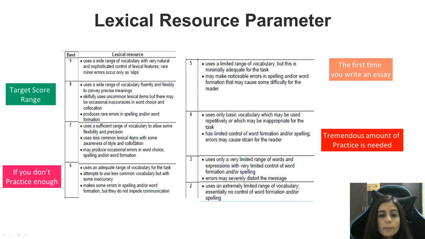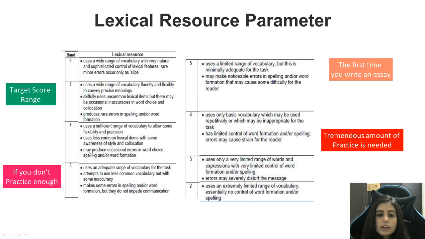Uses less common lexical items with some awareness of style and collocation. So you use less common lexical items, which means you're using topic specific vocabulary, you're using words that are not very commonly used, so you're using rare terminologies, and also you're aware about the style and collocation. So collocations are two words, usually one verb associated with the noun, which should be combined together or used together, because that's the only way they'll be sounding right to the native speaker. Okay, so these two words go hand in hand.